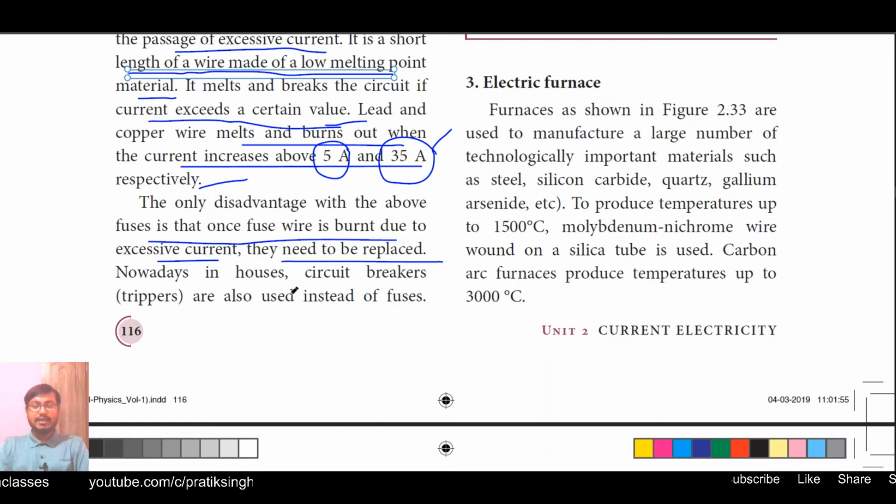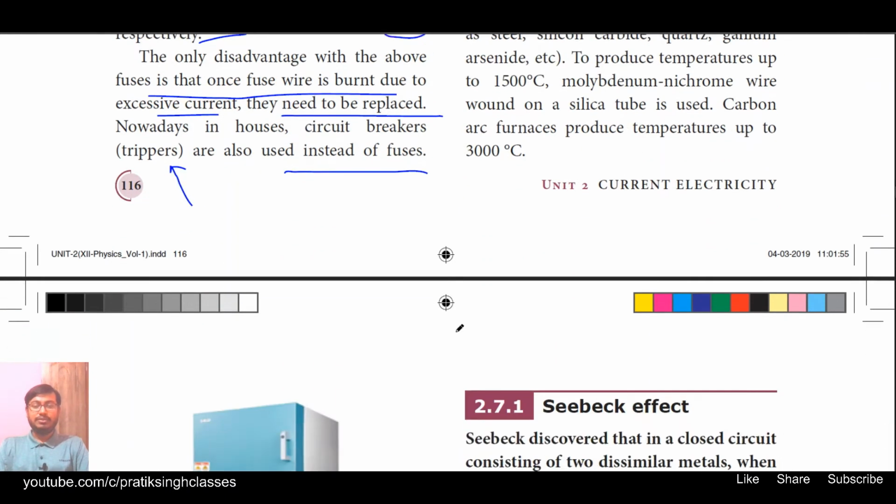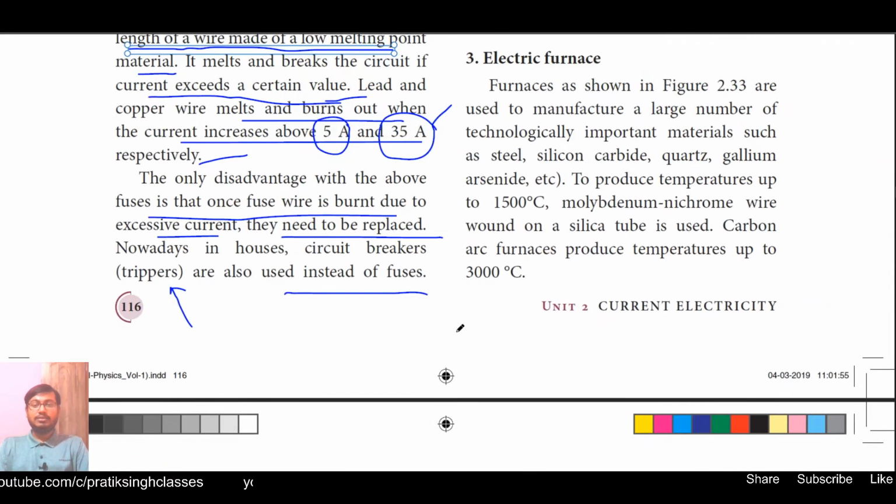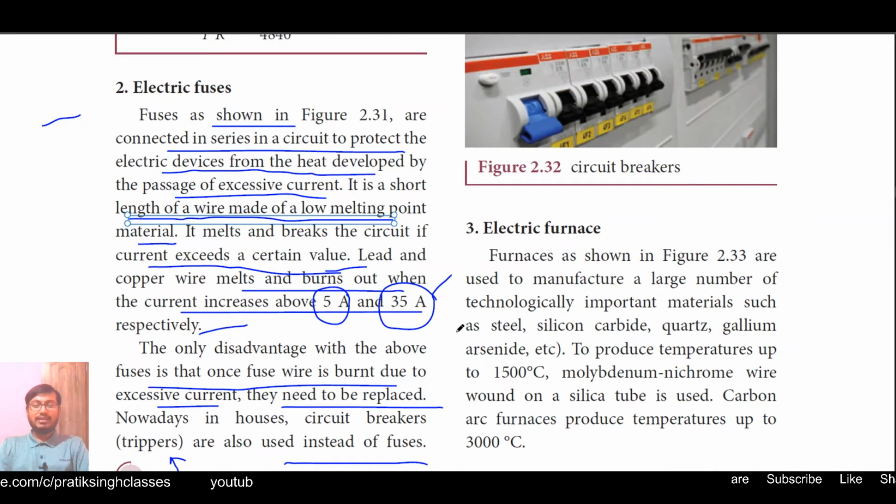Nowadays in houses, circuit breakers, also called trippers, are used instead of fuses. Once the amount of current exceeds the limit, it automatically shuts down. And to keep it working again, we have to manually put it on.